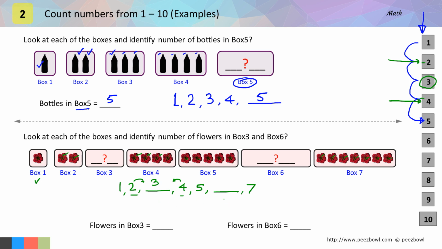Same way in box 6, we need to find out the number between 5 and 7. Locate it on the number line. We have 5 here and we have 7 here. And the number which comes between 5 and 7 is 6. So we will have 6 flowers in box 6. Flowers in box 3 is equal to 3. Flowers in box 6 is equal to 6.